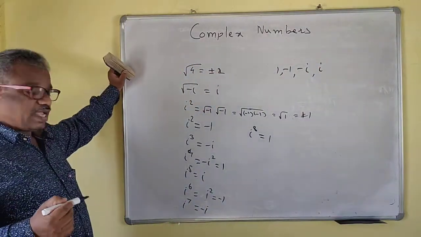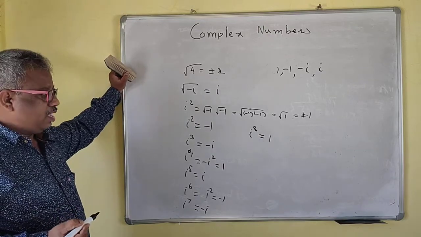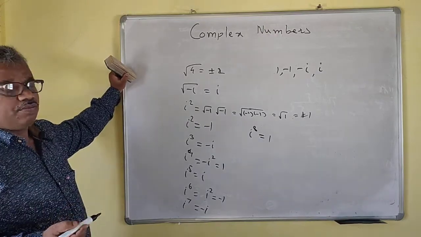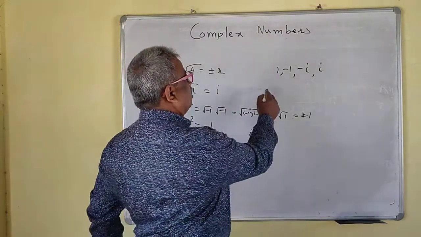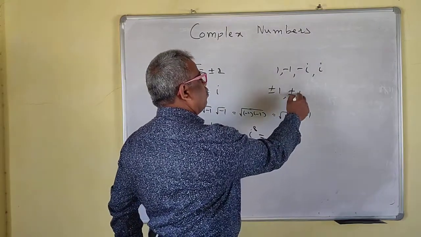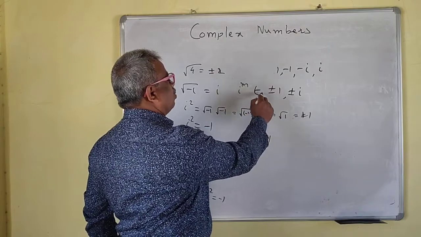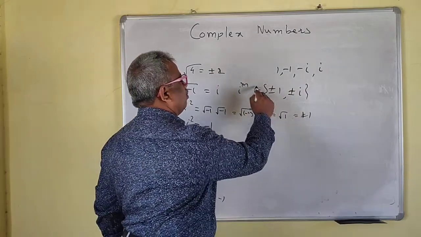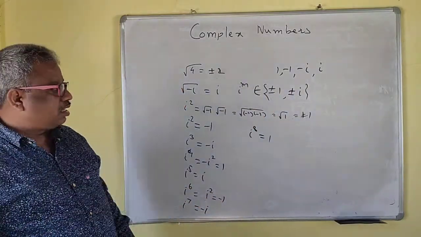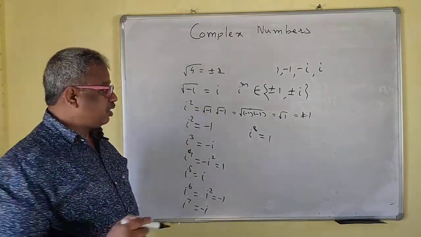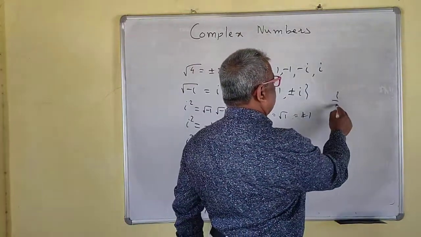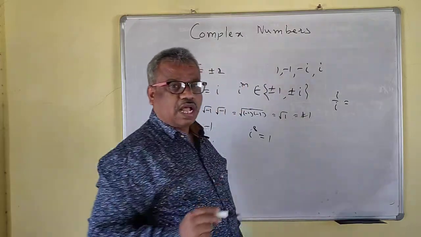That means if you take any integral power of i, we get only plus or minus 1, or plus or minus i. That means i to the power m belongs to this set, because m is an integer. So for negative powers, what do I have to do? Suppose we have 1 upon i.